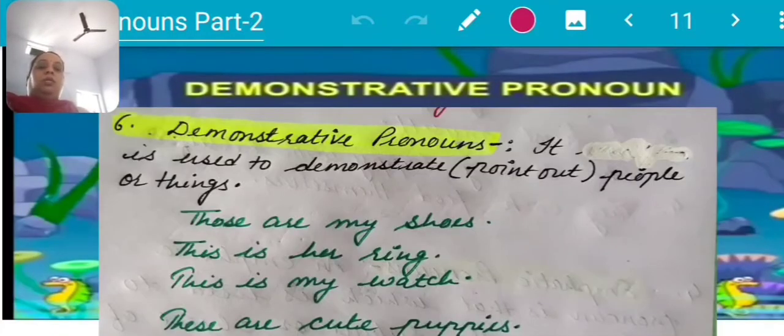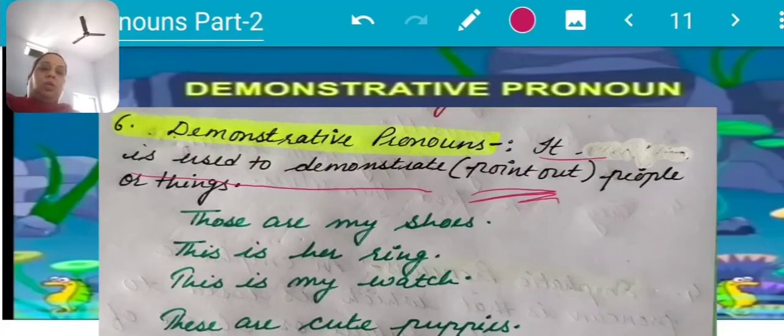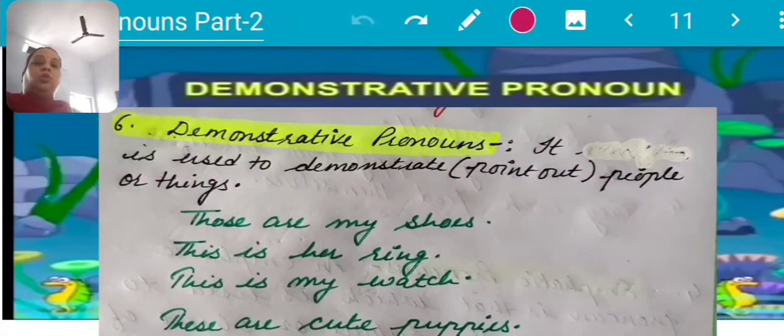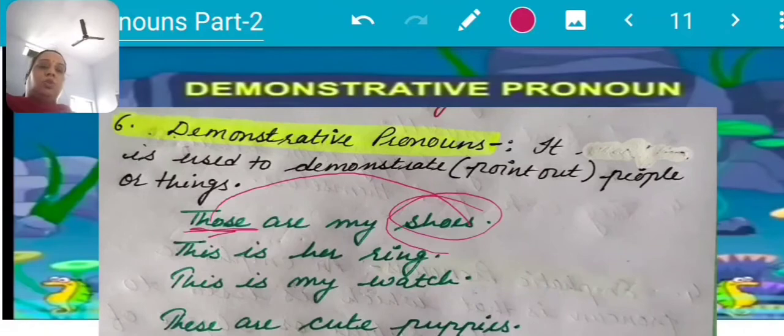So let's see the definition of demonstrative pronoun. It is used to demonstrate. Demonstrate means to point out something, people or things. So this is used to point out something, and those words are called demonstrative pronouns. For example, "Those are my shoes." Here the word those is pointing towards shoes, that this person is telling about his or her shoes. So the word those is working as a demonstrative pronoun here.